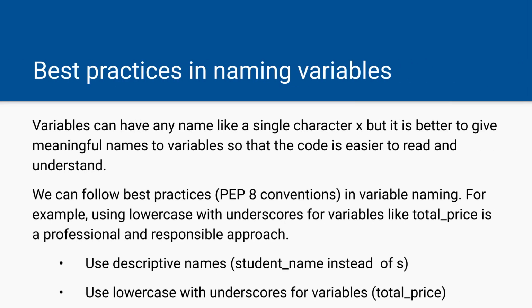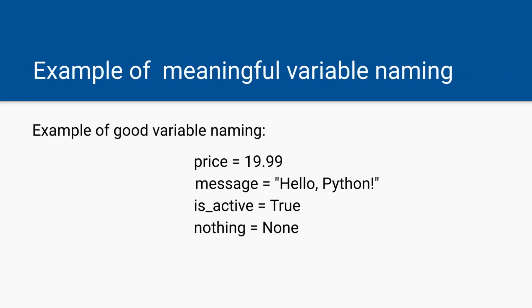While you can use single characters, it is best practice to use descriptive names, like student_name instead of s, for better readability. Using lowercase with underscores, like total_price, follows the PEP 8 conventions for professional coding. Here are examples of meaningful variable naming. price equals 19.99. message equals hello Python. is_active equals True, and nothing equals None. These names clearly indicate the purpose of the stored data.